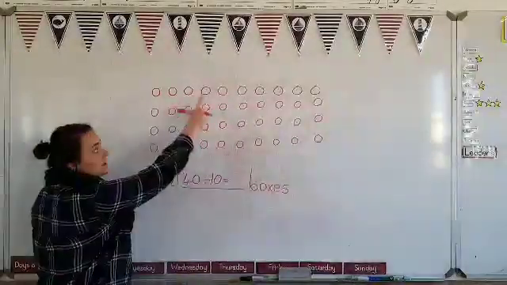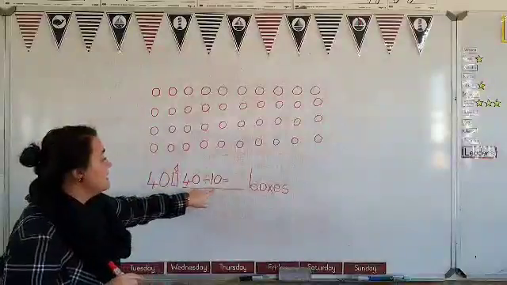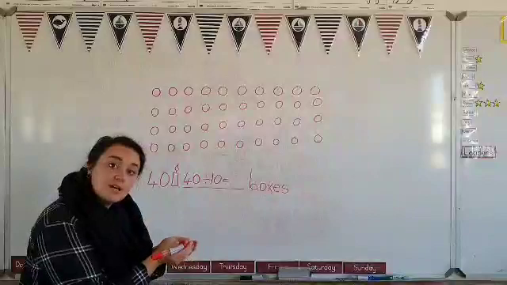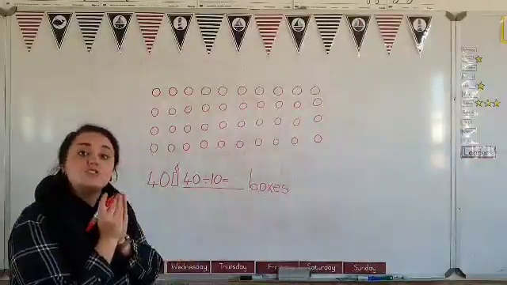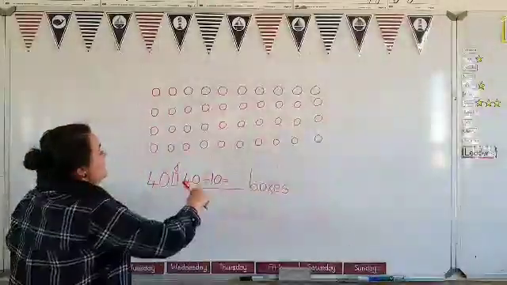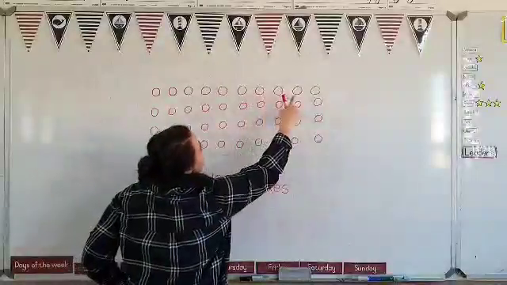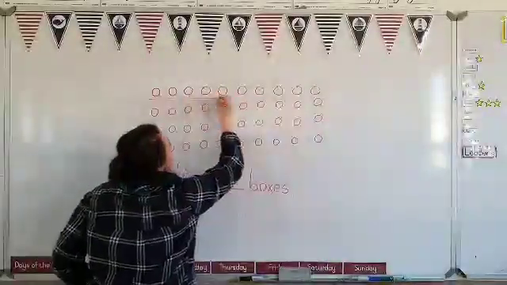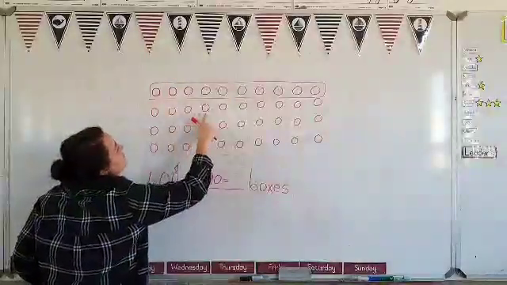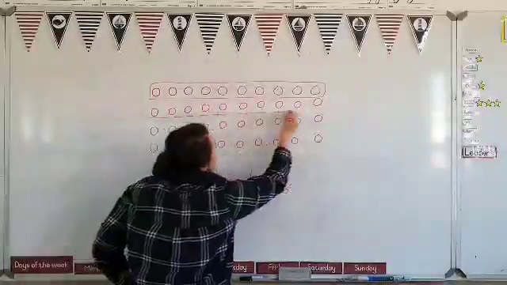Here I drew circles which represent the candles. There are 40. There has to be 10 in a group, so that's what we're going to do now. We're going to divide it into equal groups, because that's what division is. So 1, 2, 3, 4, 5, 6, 7, 8, 9, 10. There we have one group. Then 10 again, our second group.